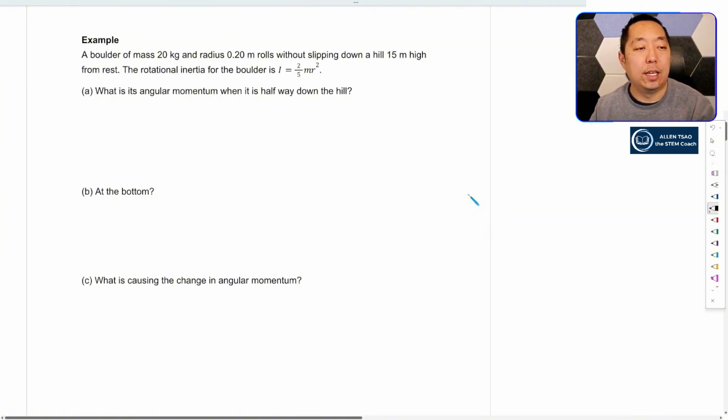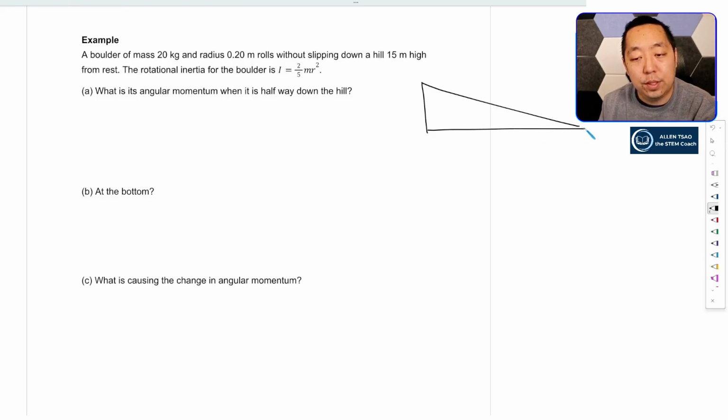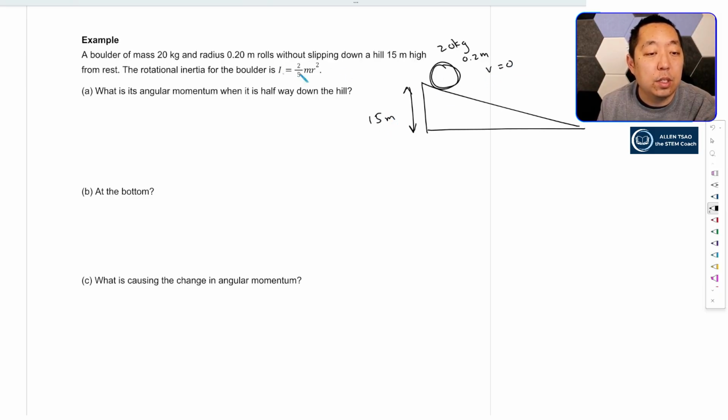But we'll get to that. Let's do an example so you can see. A boulder of mass 20 kilograms, radius 0.2 meters, rolls without slipping down a hill 15 meters high from rest. The rotational inertia is given by this. What is the angular momentum halfway down the hill? So we want to know I omega at this point. Might as well just use conservation of energy to go from the starting point to that point, because it's rolling without slipping. So remember, our system is going to be the Earth plus this boulder.